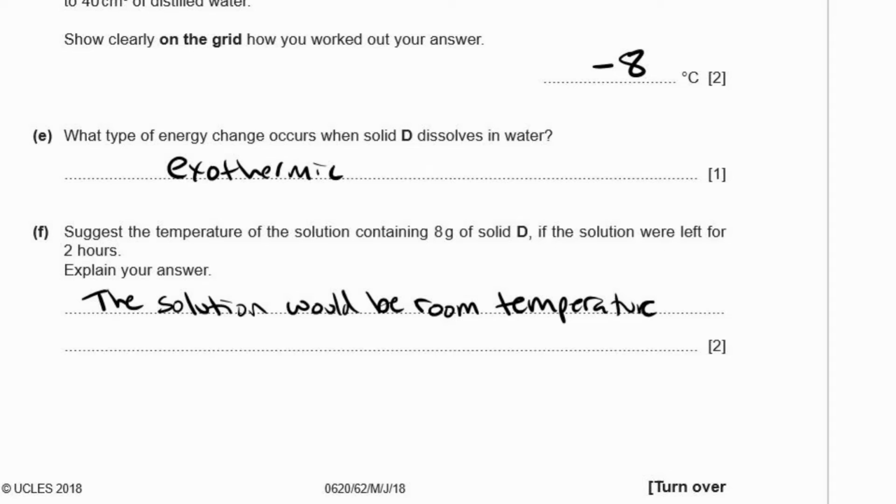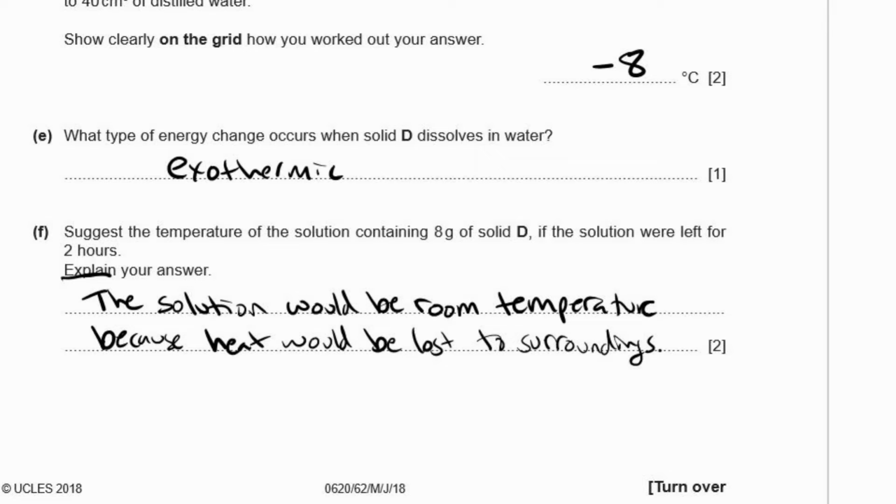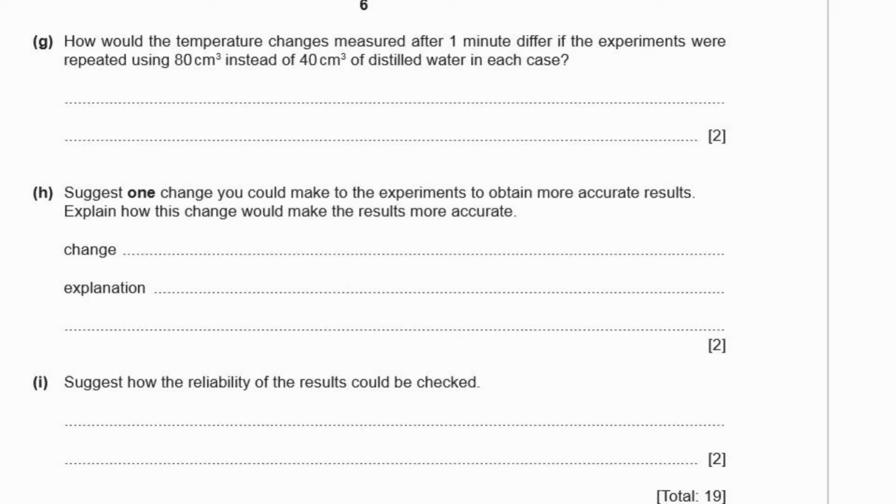It does say suggest a temperature, so you could say the solution would be 21 degrees Celsius or 22 degrees Celsius, because that was a starting temperature of the solutions to start with, which is highly likely to be room temperature. But this is a 2-mark question, and it says explain your answer, so that means it wants a because statement. Because the heat is being lost to the surroundings. So the solution would be room temperature because heat would be lost to surroundings. Certainly after 2 hours, it'll be back to room temperature.